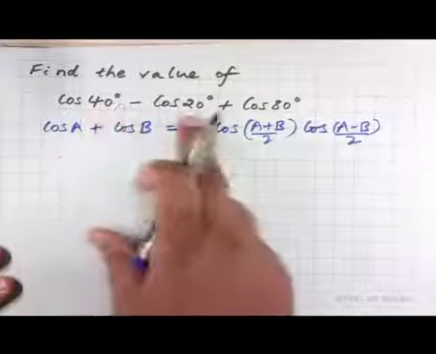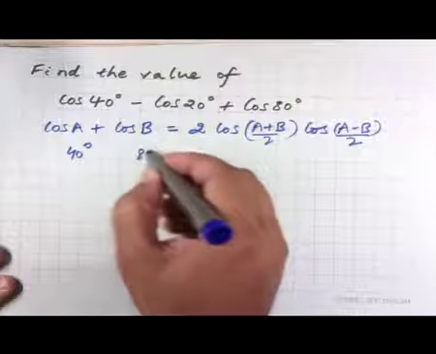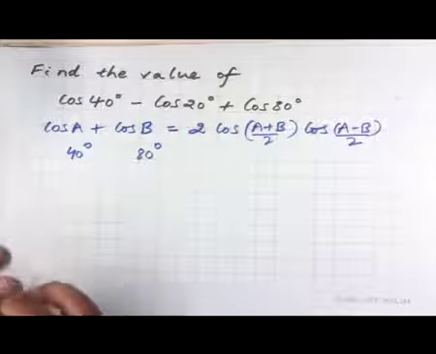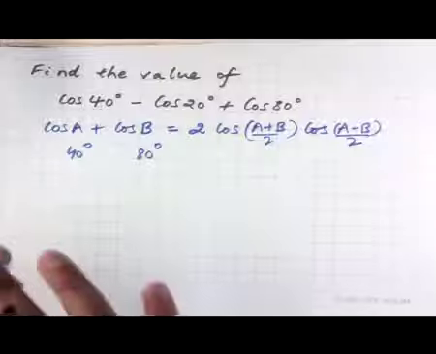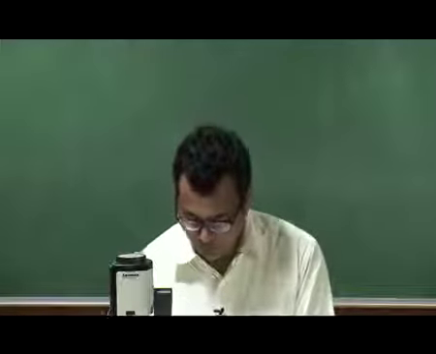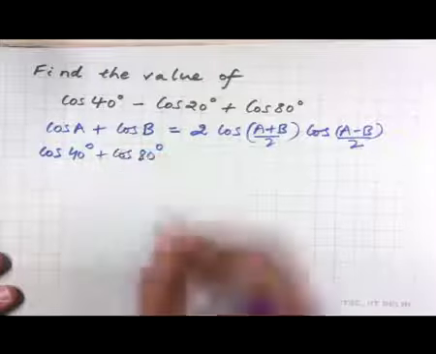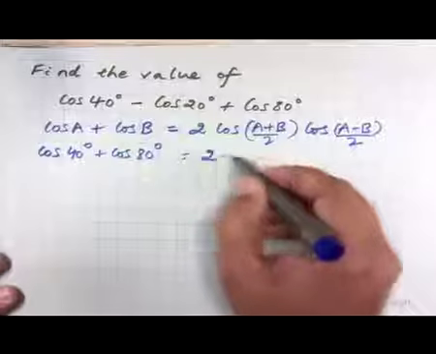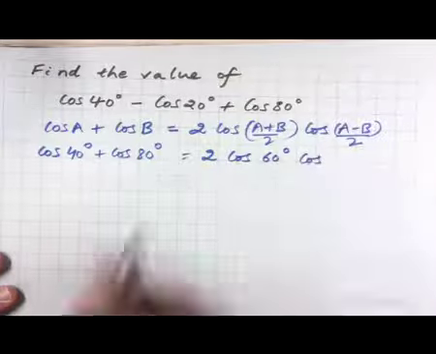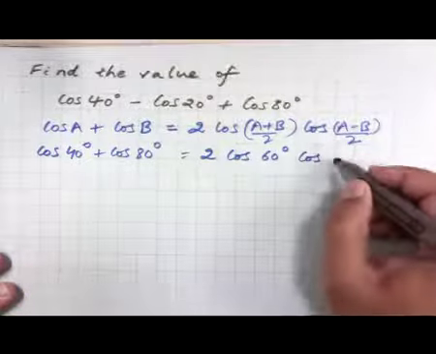Now, looking at these three angles, we see that if we take A to be 40 degrees and B to be 80 degrees, then 40 plus 80 divided by 2 is 120 divided by 2, which is 60 degrees, and we know that cosine of 60 degrees is half. So, let us try this path. So, cos of 40 degrees plus cos of 80 is, using this formula, 2 times cos of 60 degrees times cos of 80 minus 40, that is 40 upon 2. So, that will be 20 degrees.